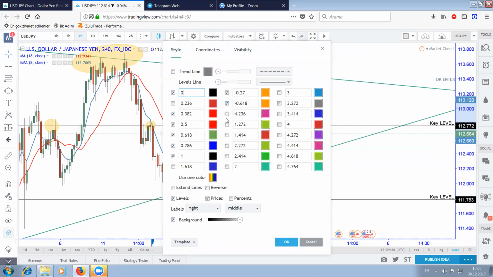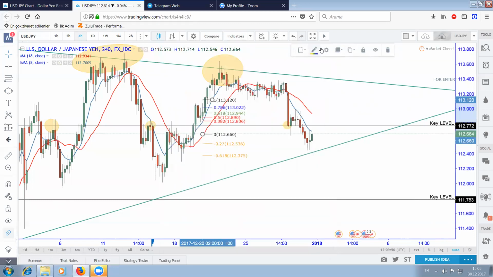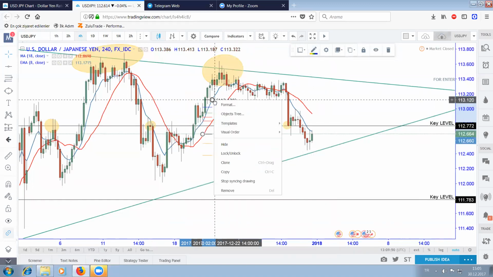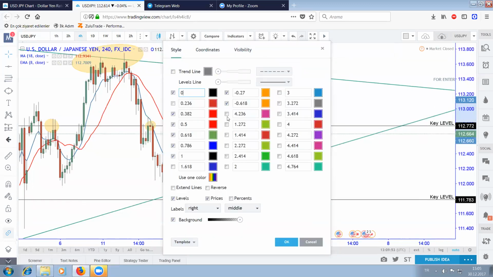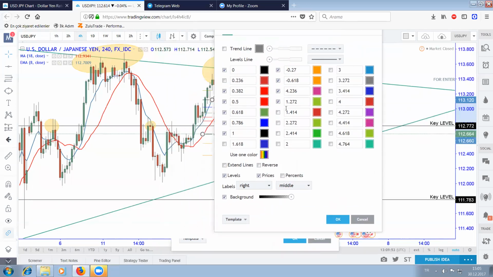Just a second, I will add two more lines. The first one, 1.618. Why did I add those ones? Thank you, I forgot it. I didn't see that. Sorry.